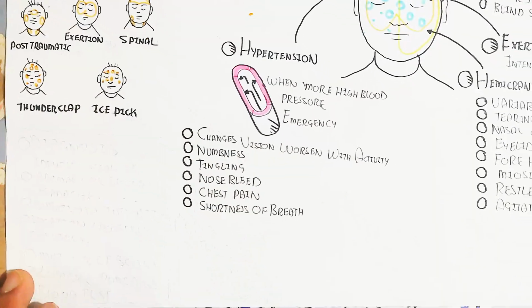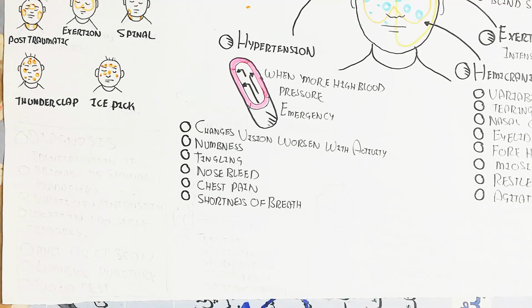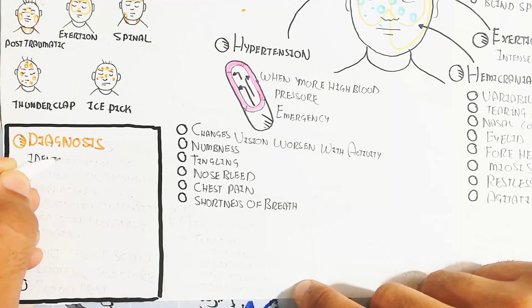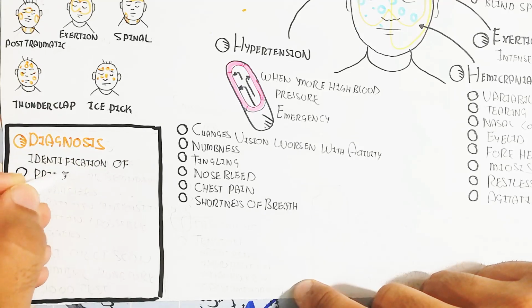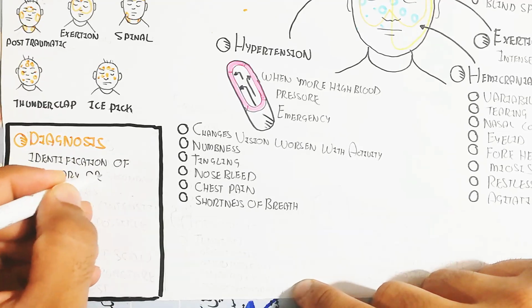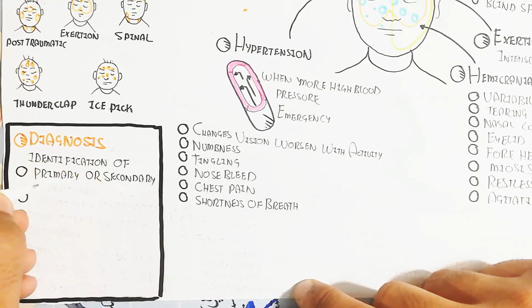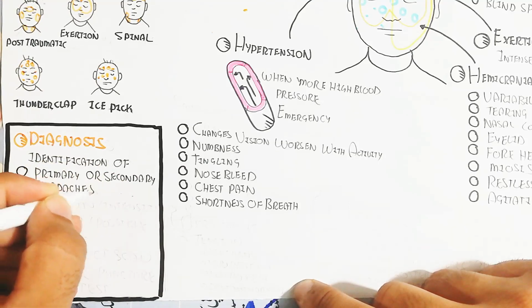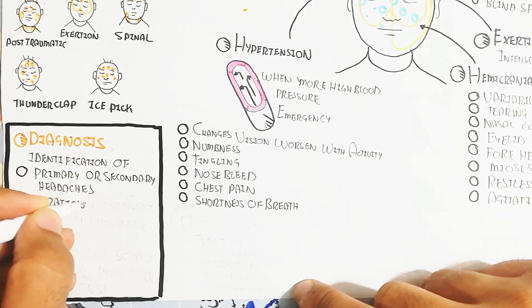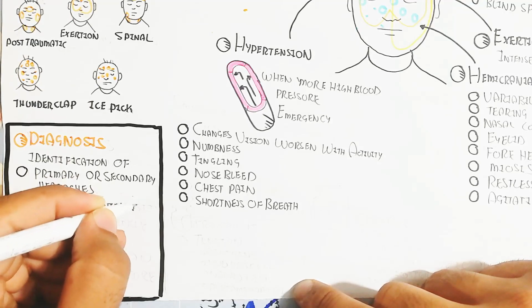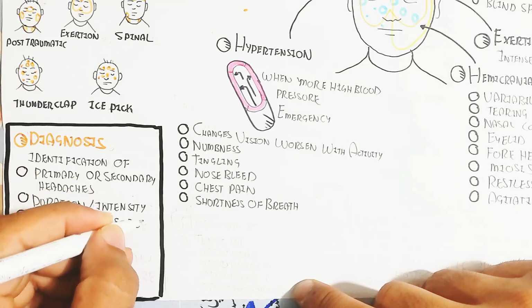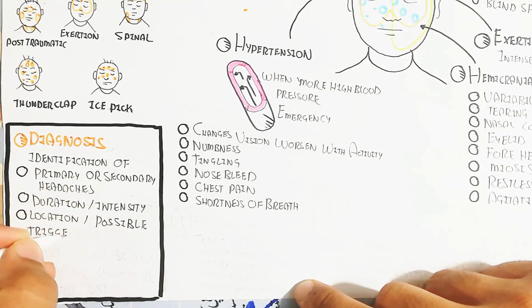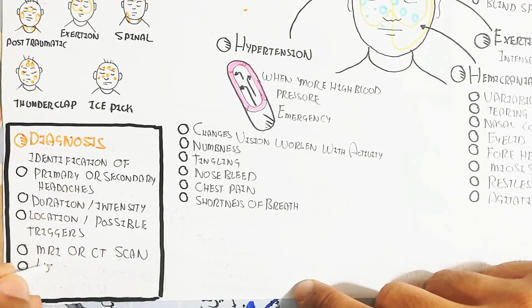Let's understand about diagnosis first, and then we will understand the treatment through medication. First of all, the diagnosis is through identification of primary or secondary headaches, and when the primary and secondary headaches are identified, we can treat well. We also understand the duration, intensity, location, possible triggers, and in this way we can identify through MRI or CT scan, lumbar puncture, and blood test.